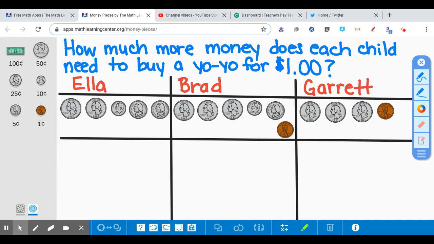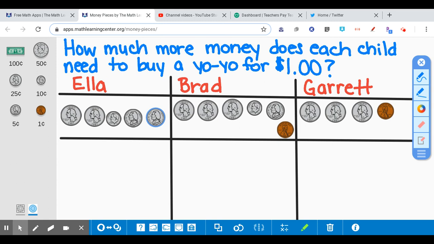So for Ella, so far, she has 2 quarters, a dime, 2 nickels. So if we count that, we would have 25, 50, 60, 65, 70. So she has 70 cents so far. So I'm going to write that in. So she has 70 cents, just to remember. So when we're thinking, we're going from 70 to 100, which is $1. How much would we have to add?